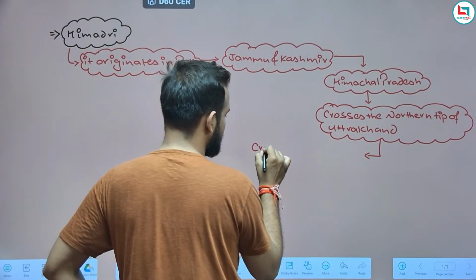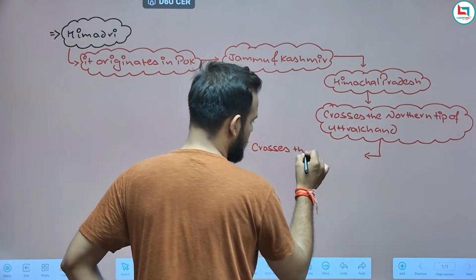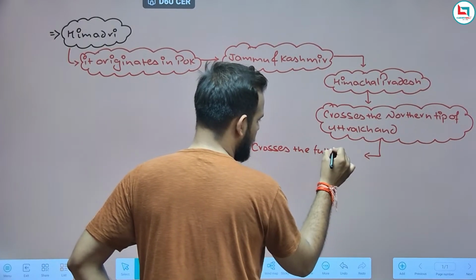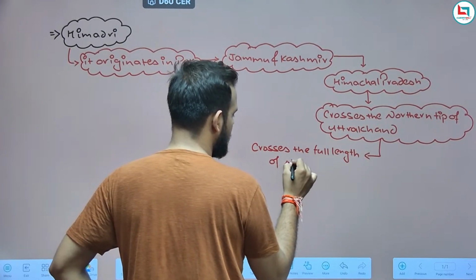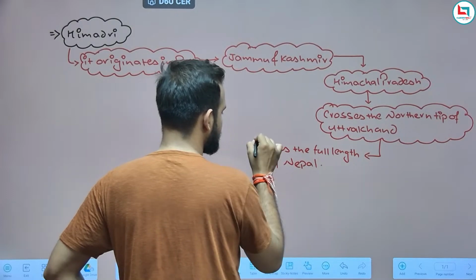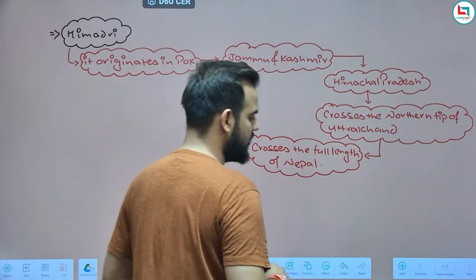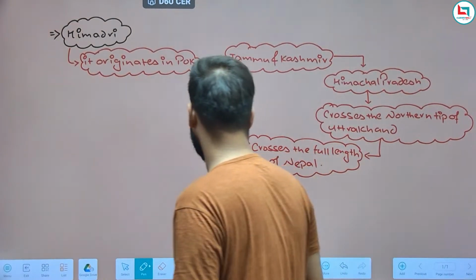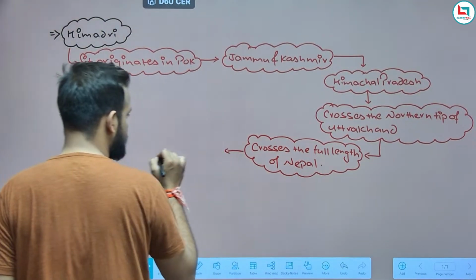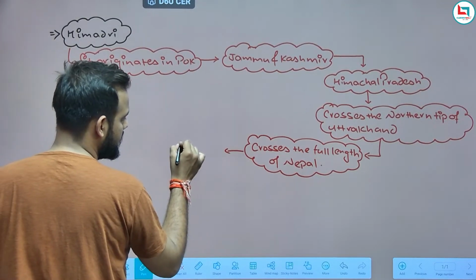Himadri crosses the full length of Nepal. And after crossing the full length of Nepal, Himadri enters into Sikkim, the Indian state, and passes through Sikkim.